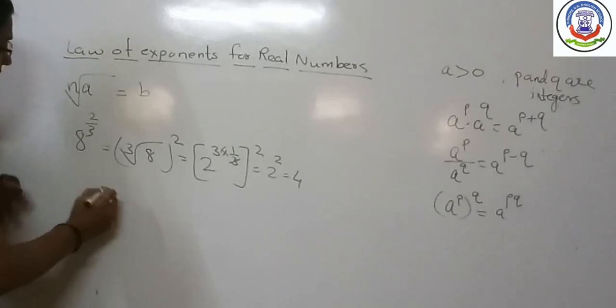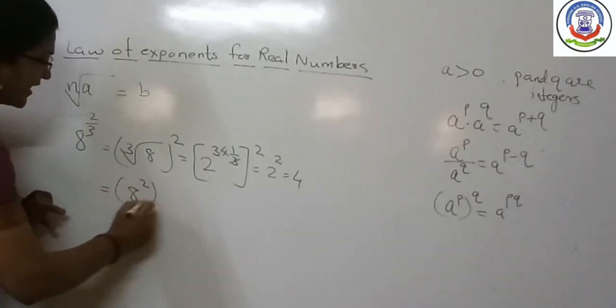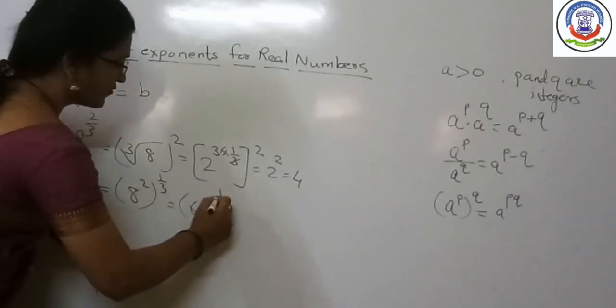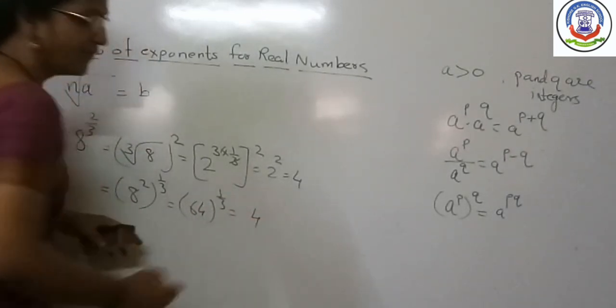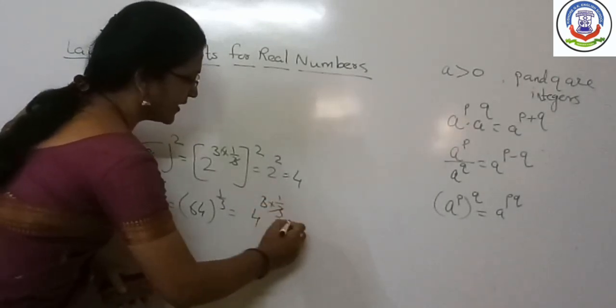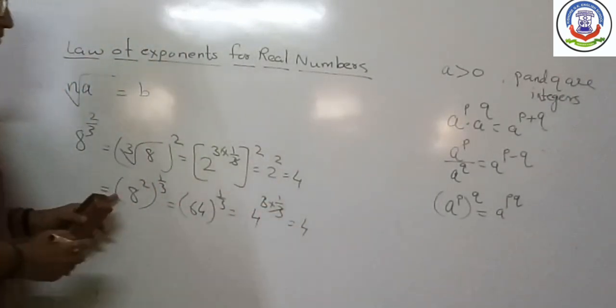Or we can write it as 8 square, bracket raised to 1/3. 8 square means 64, bracket raised to 1/3. 64 means it is 4 cube, into 1 by 3. So the 3 gets cancelled. Both ways we get the same answer.